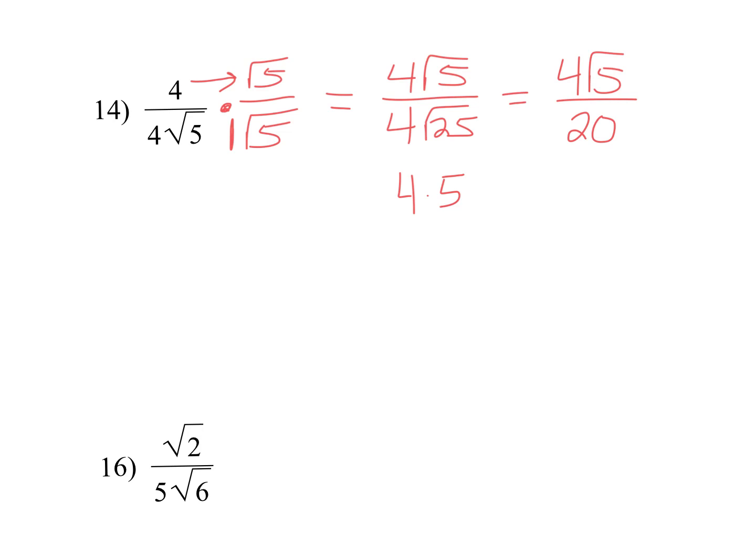Now check, can I simplify at all? Is the radical okay? The radical's fine. What about the whole numbers? They're not in simplest form. What number goes into both of those? 2. 2 and 4. How many times is 4 going into 4? 1. How many times is 4 going into 20? 5. So my final answer is square root of 5 over 5.